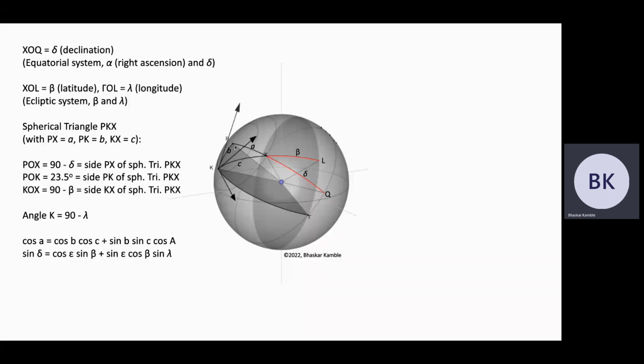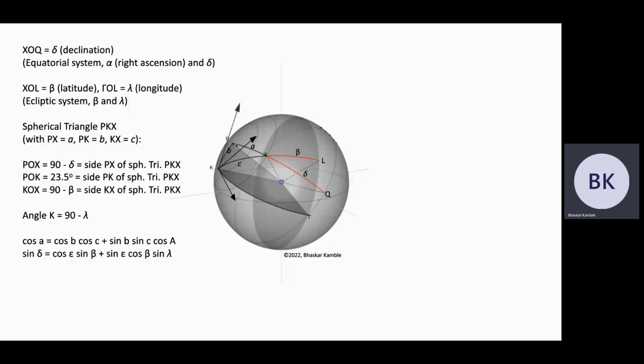Just remember that OP is the axis of rotation of the Earth, and OK is perpendicular to the ecliptic plane. So the Earth's axis of rotation is tilted to the perpendicular to the ecliptic plane by an angle of about 23.5 degrees, which is known as the obliquity of the ecliptic. So this B is about 23.5 degrees, which we will call epsilon in our notation. We won't discuss the exact value, but it's approximately 23.5 degrees.